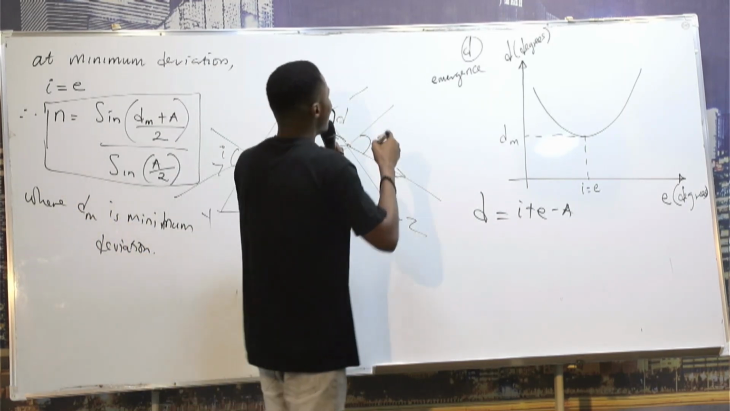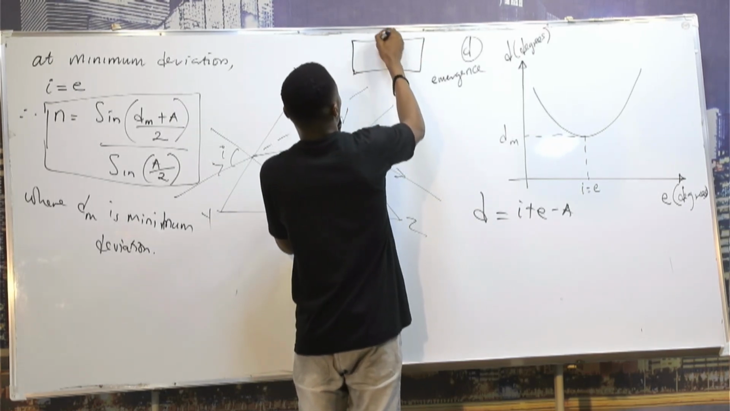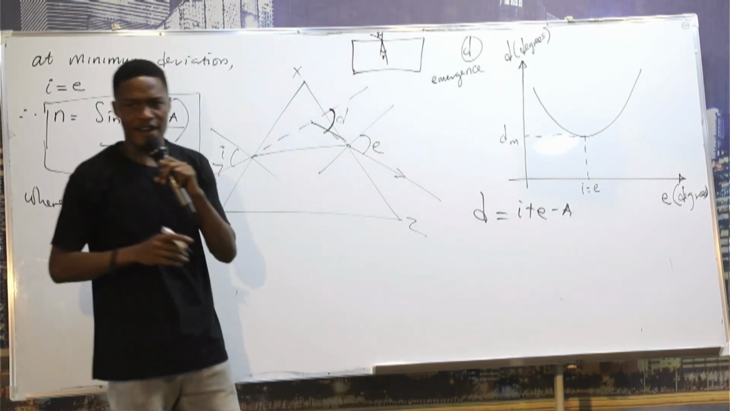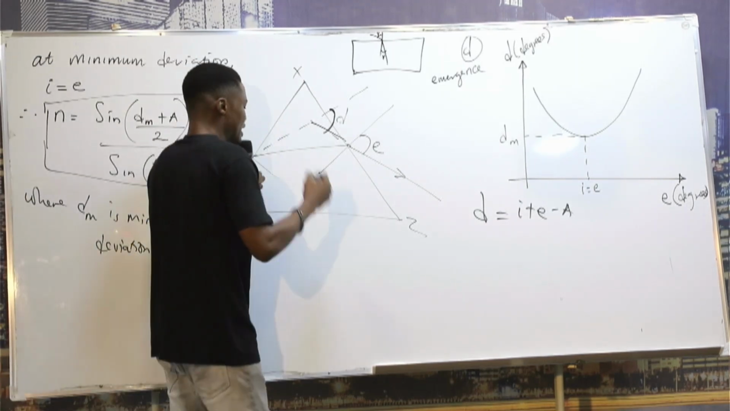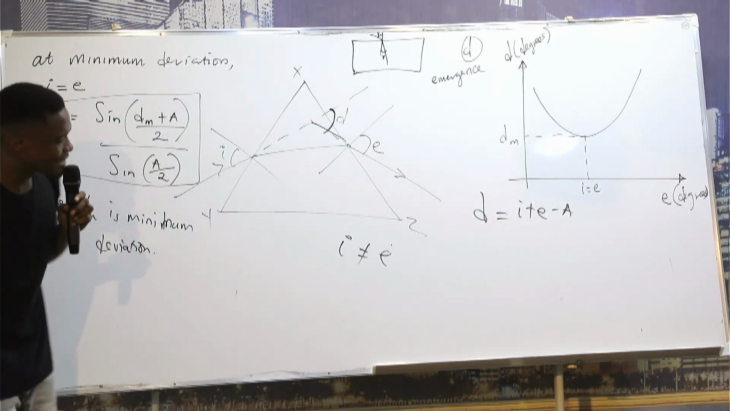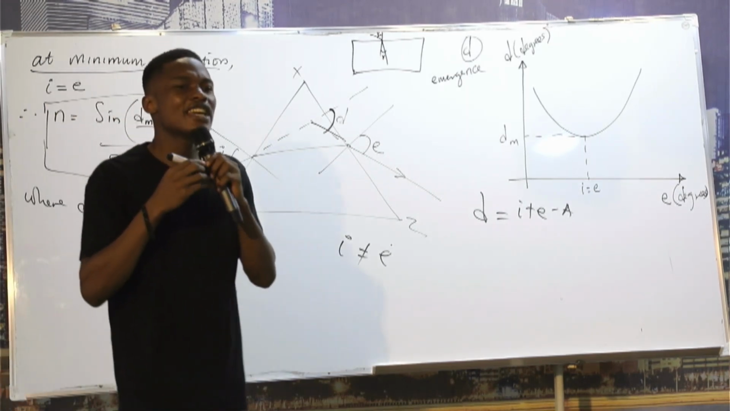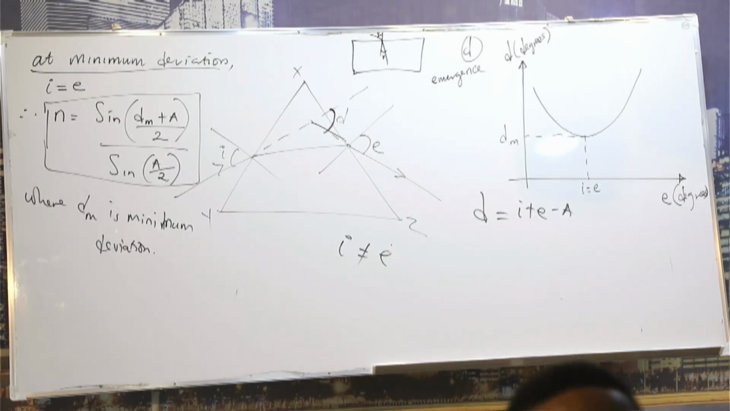Now, we said, class, when we talked about a rectangular prism, we were only referring to angle of incidence and angle of refraction. But here, we are referring to angle of emergence. Now, we said that angle of incidence is usually not equal to the angle of emergence, except at minimum deviation. In exam, you will tell them that at minimum deviation, the angle of incidence is equal to the angle of emergence.